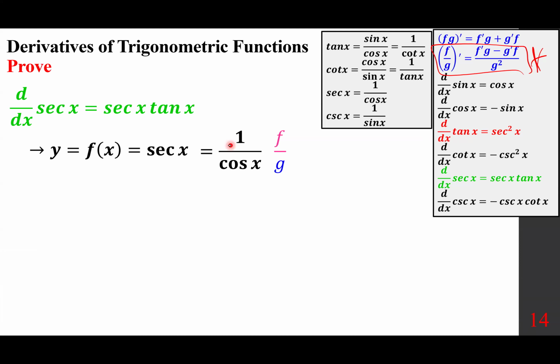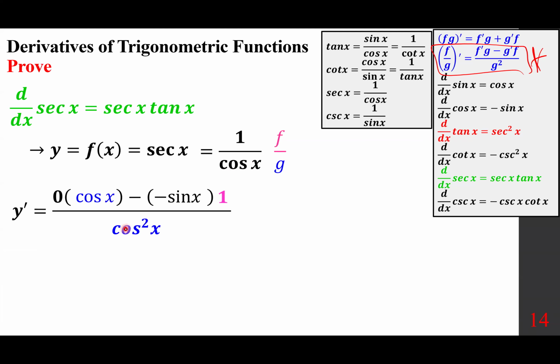F prime, the derivative of any number, the result is 0, times g, cosine x, minus g prime, the derivative of cosine is negative sine x, times f, which is 1, and just write the bottom and square it, cosine squared. Obviously, this is 0. This is negative times negative, positive sine x. So we end up with sine x over cosine squared x.